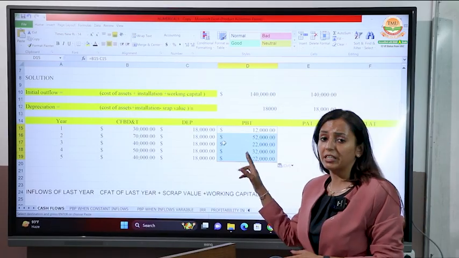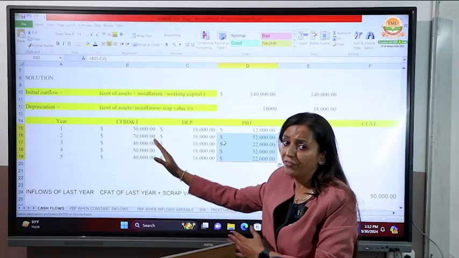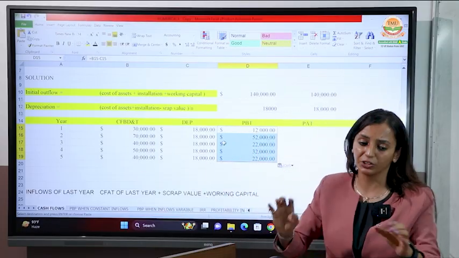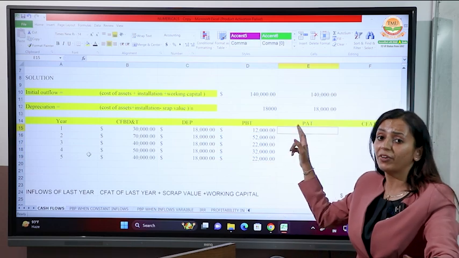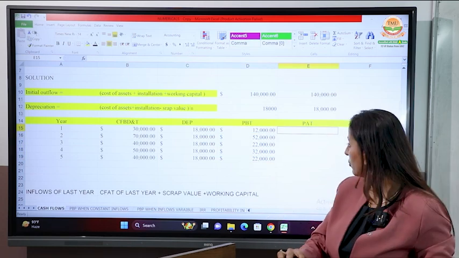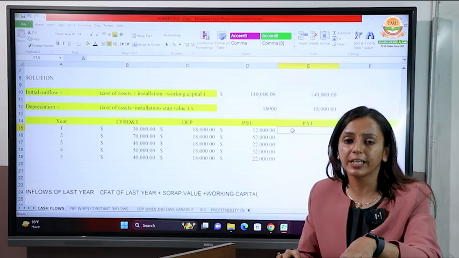That means this is the cash flows before tax. Different years you have the different cash flows, right? Now what can we do? We have to calculate the profit after tax. For that what we have to do? We have to deduct the taxation amount, right? How do we calculate the taxation?